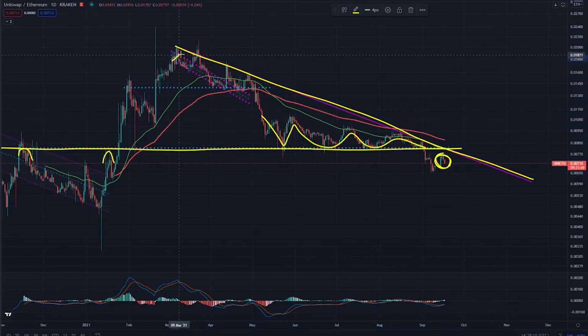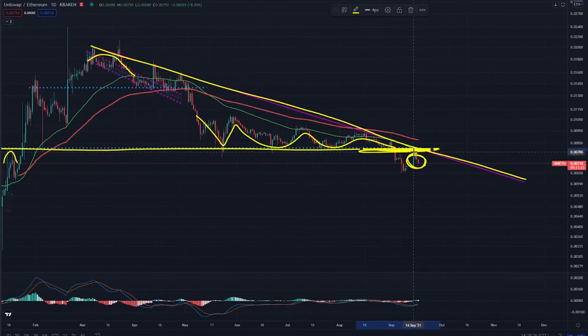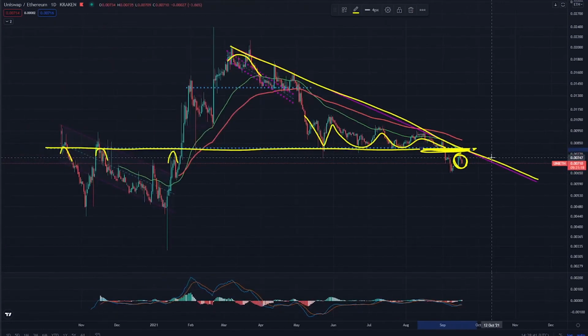We can see multiple tags in the March period and also in April and the beginning of May. And recently the price has been pushed down by this resistance, which I think resulted lately in the breaking of this support over here, and the price is still under this downtrending line, so not a very good outlook so far for Uniswap, at least in relation to Ethereum.